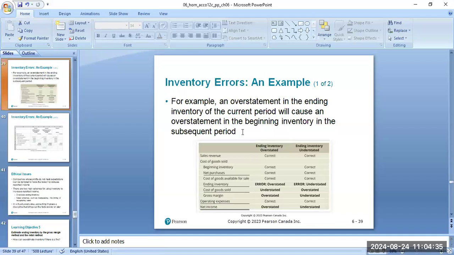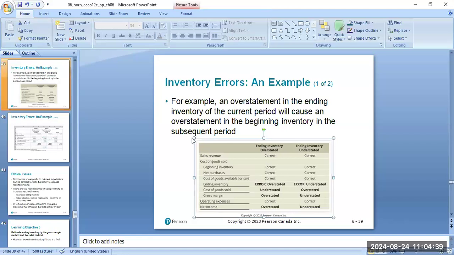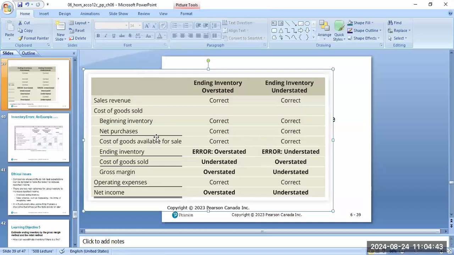What will be an example of an error in the inventory? So let's make this one bigger. First, ending inventory is overstated, and second, ending inventory is understated. You know what? Let me show you this with the Excel spreadsheet. That's going to be clear to you right away.